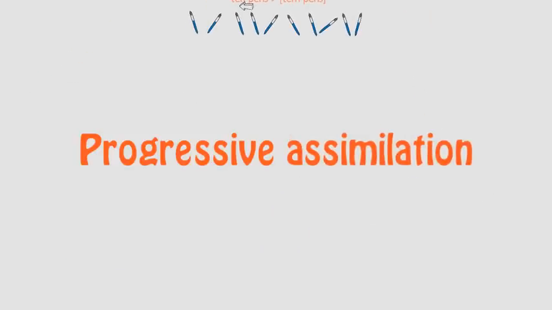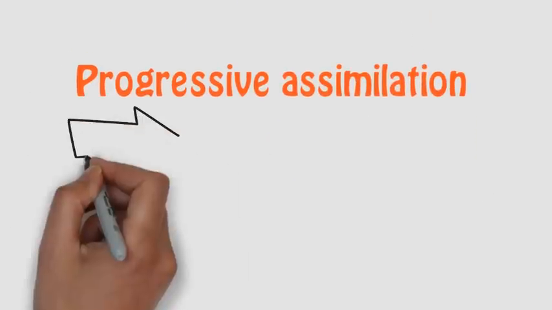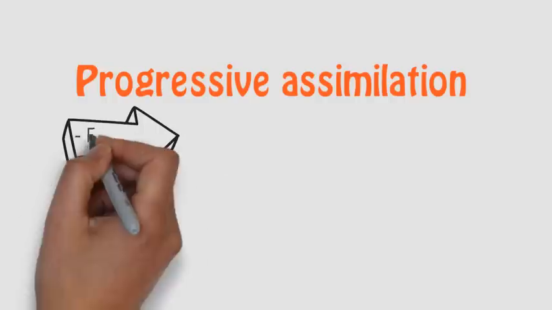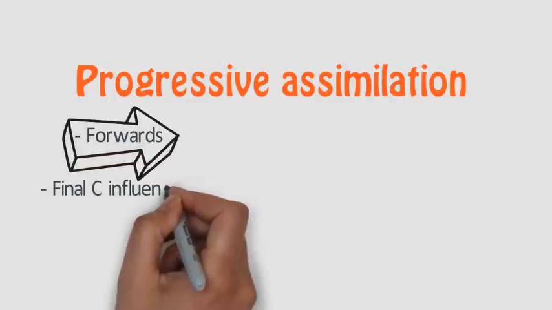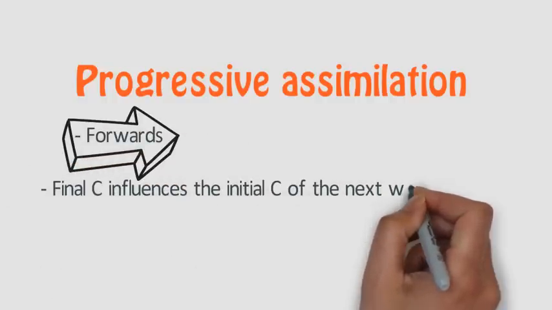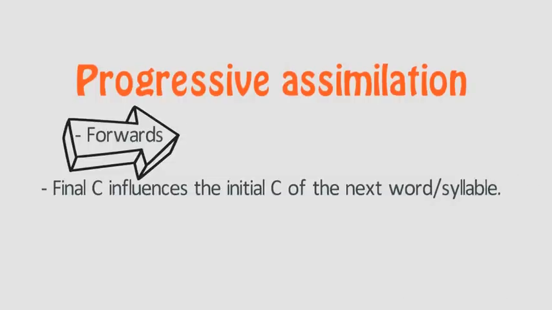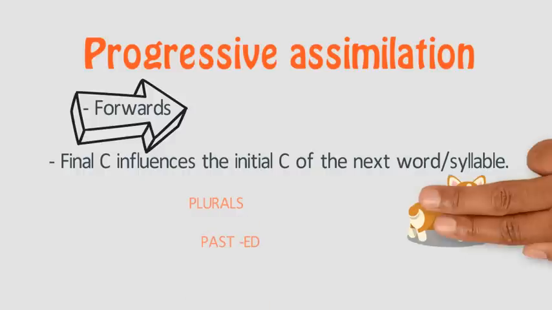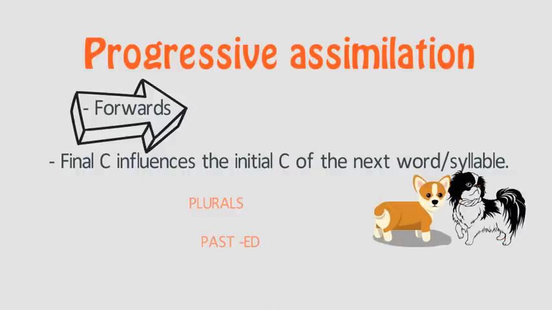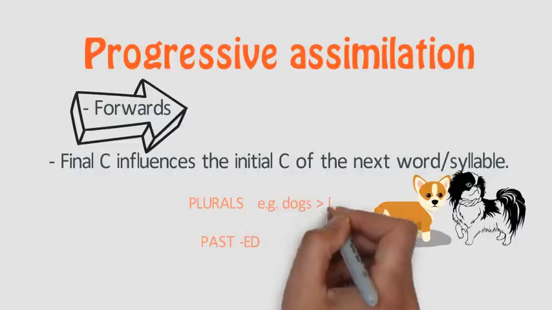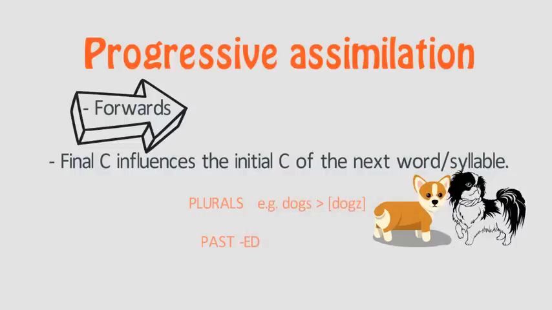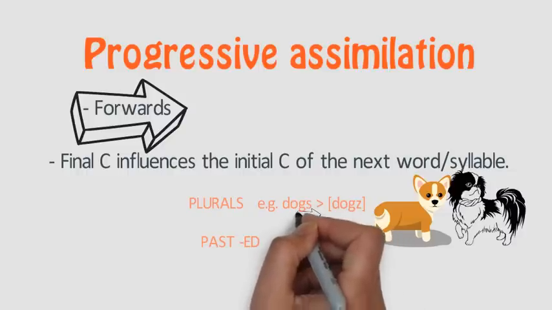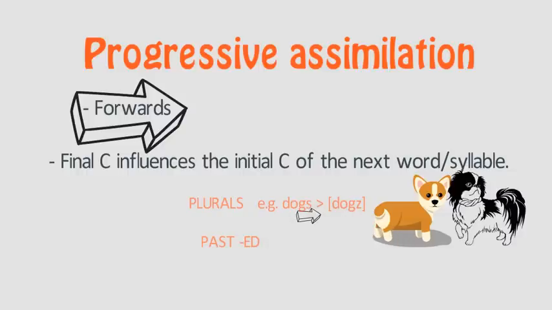The direction of influence is the opposite in progressive assimilation. Here it is forward. This is, a final consonant sound influences how we pronounce the initial consonant sound of the following word. This usually happens with the plural and the regular past endings. For example, when we say "dogs". Because the final g in "dog" is a voiced sound, this is, our vocal cords vibrate, the plural s ends up vibrating as well, becoming a z sound. Dogs.